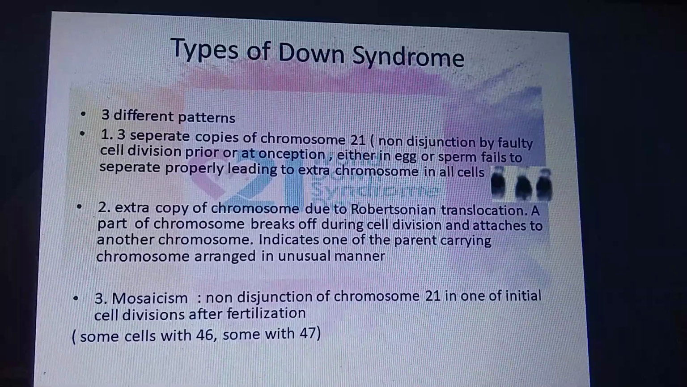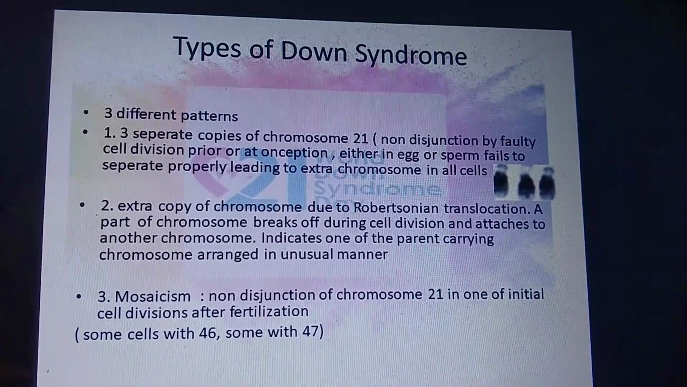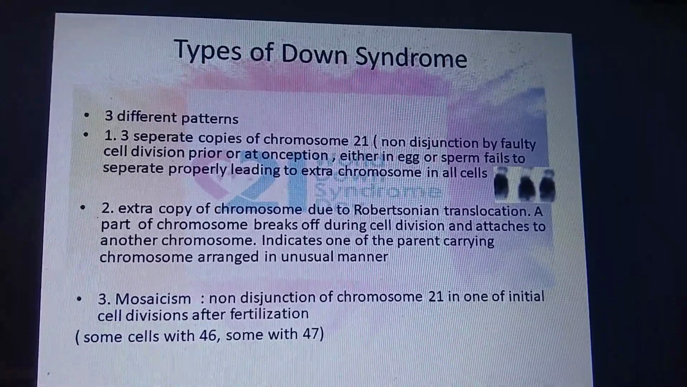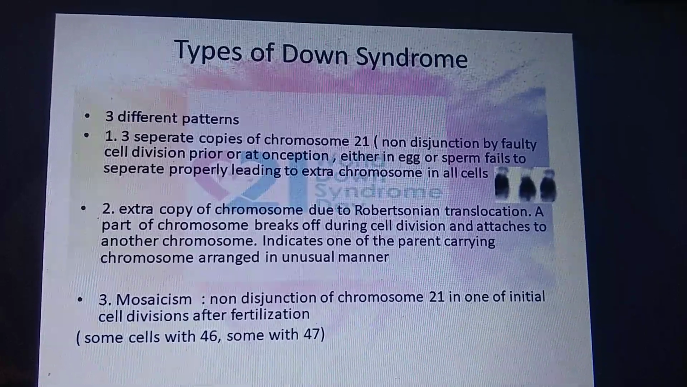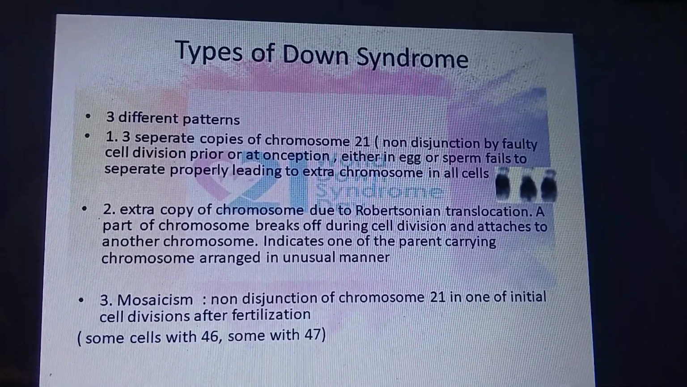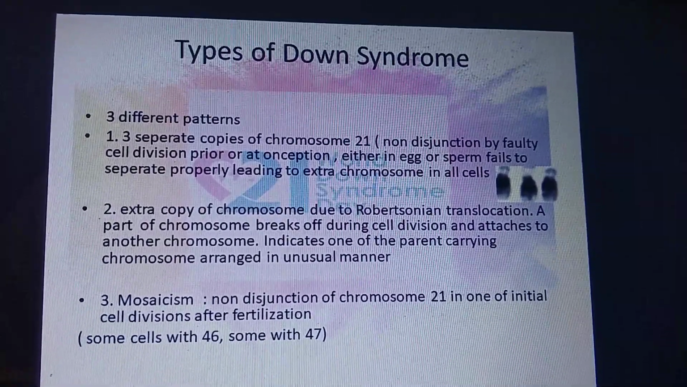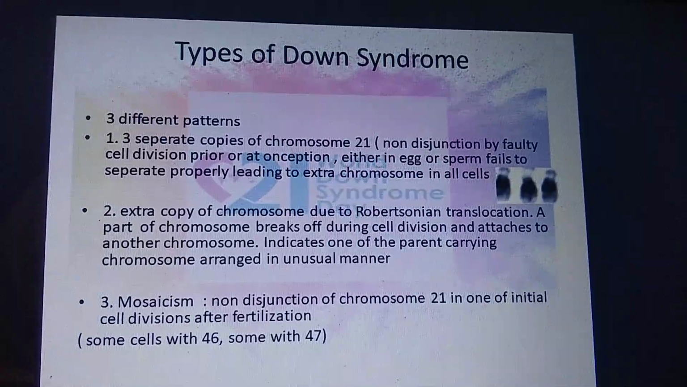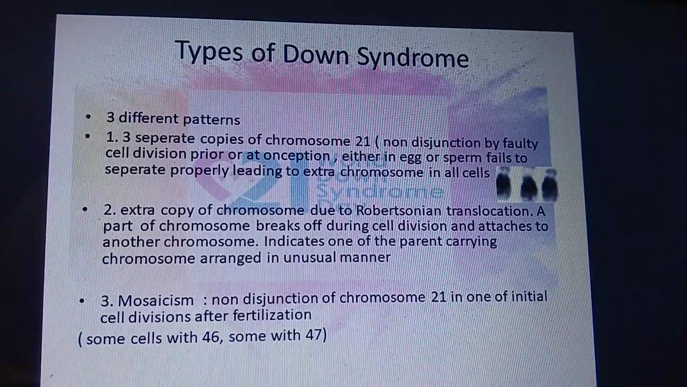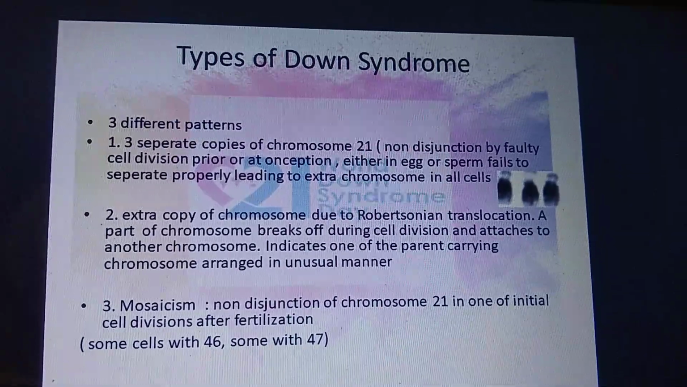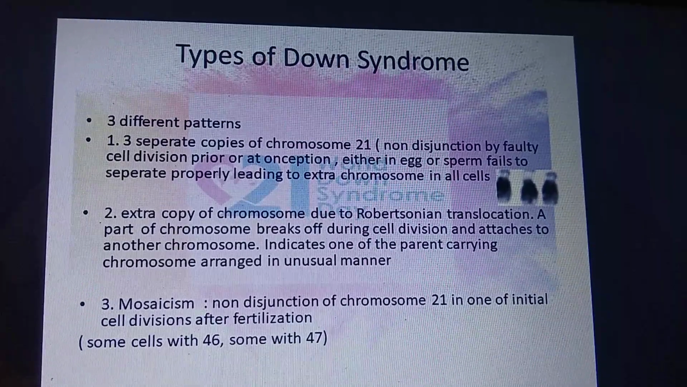There are 3 types of Down syndrome. First is because of an extra chromosome in all the cells because of non-disjunction, and there may be an extra copy of chromosome due to Robertsonian translocation during meiosis, and there is mosaicism, where there is non-disjunction of chromosome 21 in one of the initial cell divisions after the fertilization. You see, mosaicism is after fertilization and the remaining 2 are before fertilization. So in mosaicism there may be normal cells and also abnormal cells, that is with the extra chromosome.